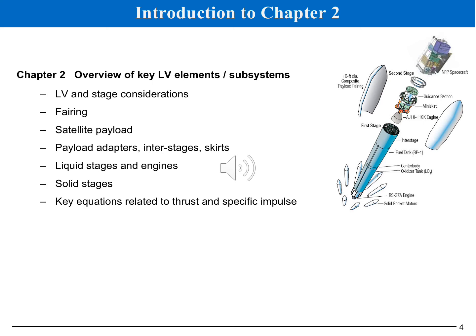Then it hits on liquid stages and their engines with their advantages and disadvantages, and then solid stages, again with advantages and disadvantages. The chapter ends up with the key equations that may be helpful in gathering data when you have some information but are missing others, such as in the area of thrust and specific impulse.